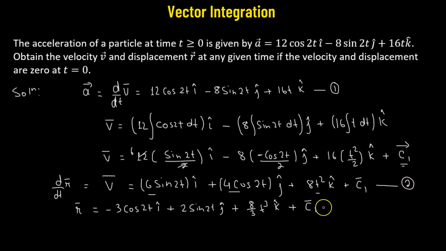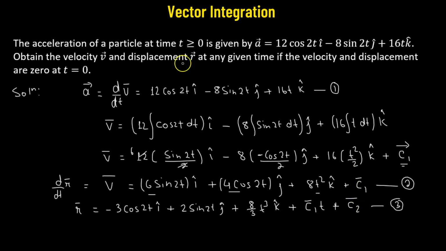That will be c1 vector times t plus another constant of integration, which is also going to be a vector. So we have a constant vector denoted by c2. Let's label this as equation number 3. So we have obtained the velocity vector and the r vector, but this is not the final answer because we need to obtain the value of these two constants, c1 vector and c2 vector.